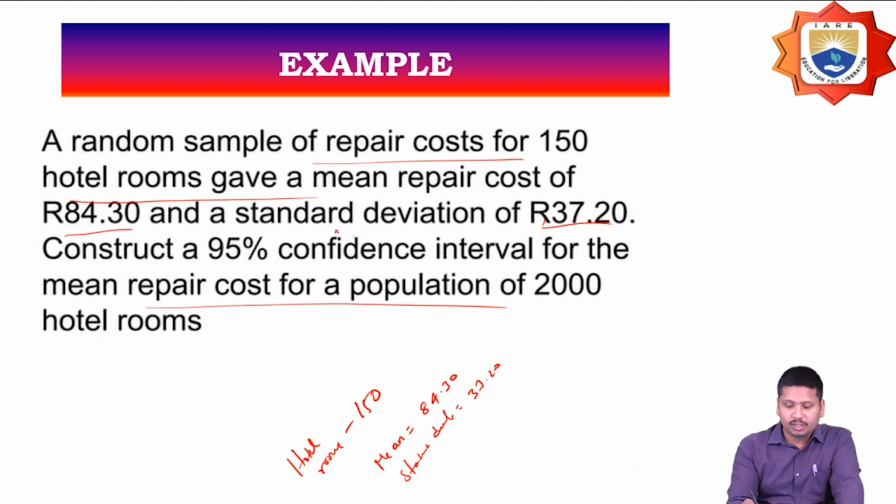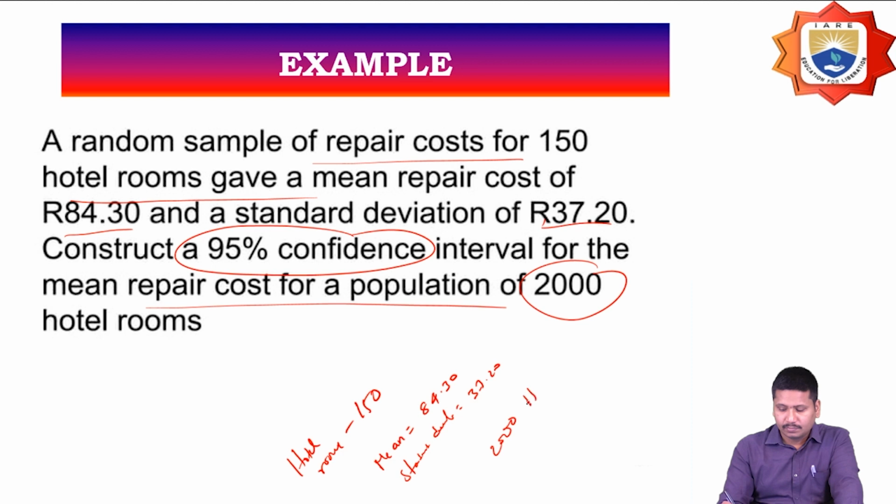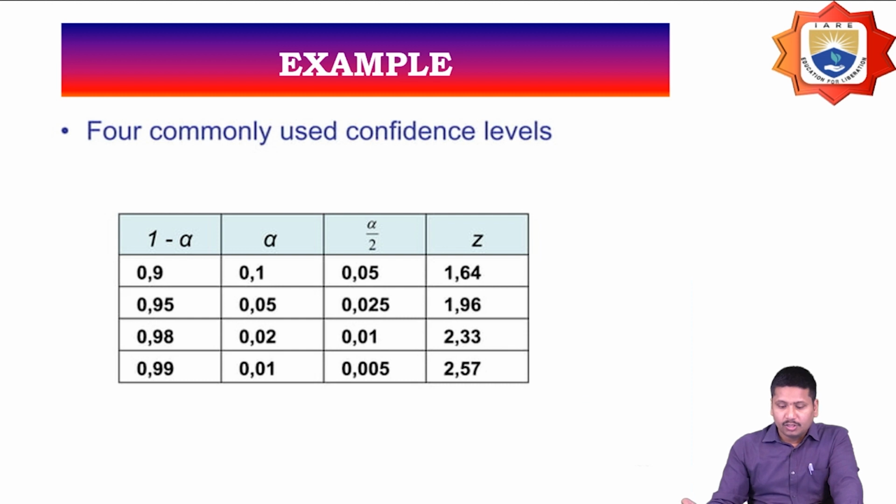So then how are we going to construct this 95% confidence interval for 2000 hotels? This one has to be calculated here. I'll take down the 1 minus alpha value and the alpha by 2 value, and finally calculate the z value. So if it is 0.9, then 1 minus alpha should be 0.1 and alpha by 2 should be 0.05, and the z value is based on the critical value, which is how I'm going to calculate it here.